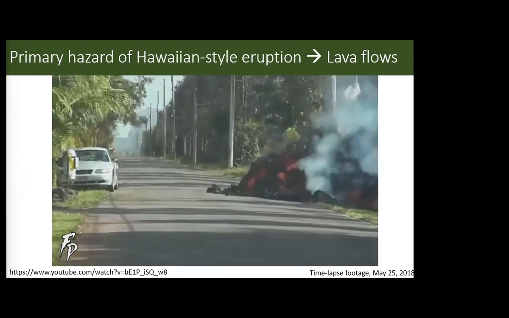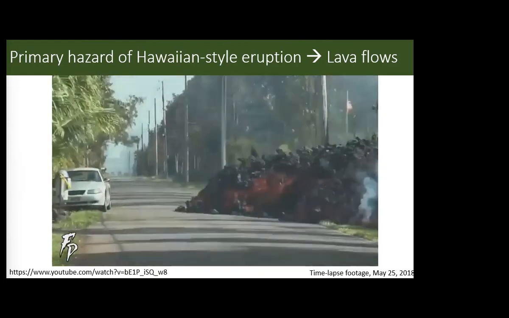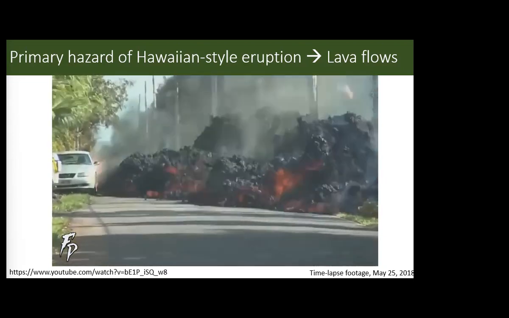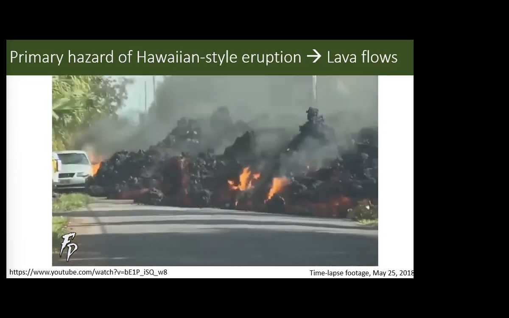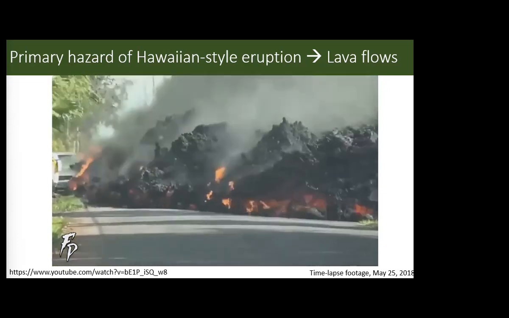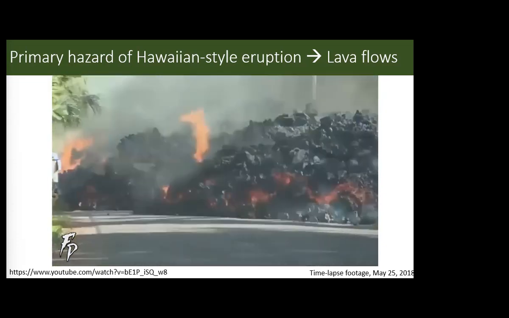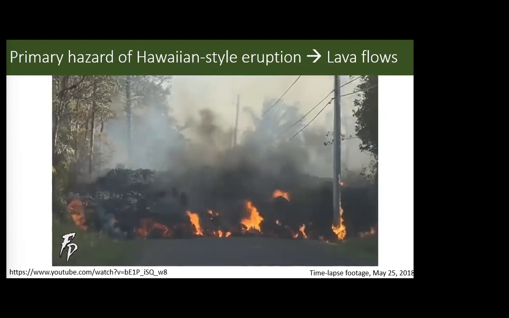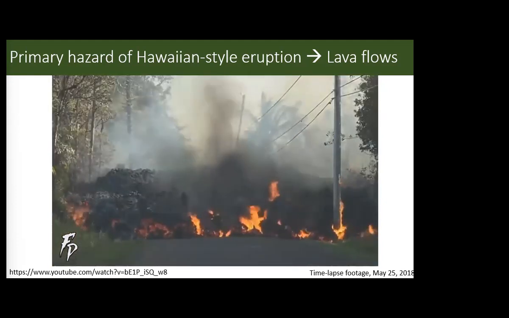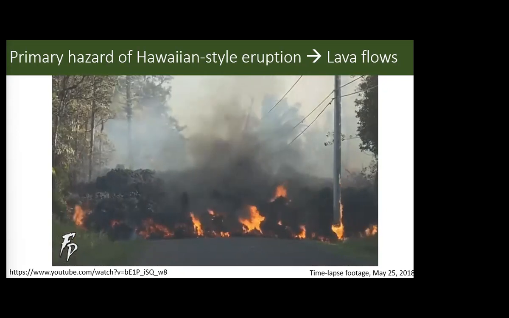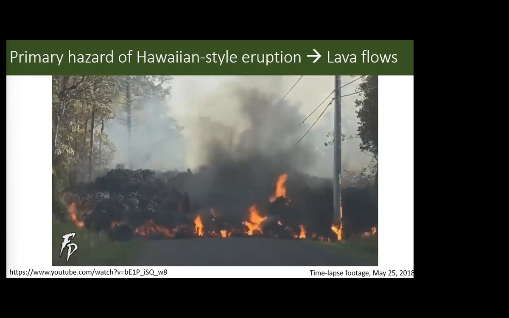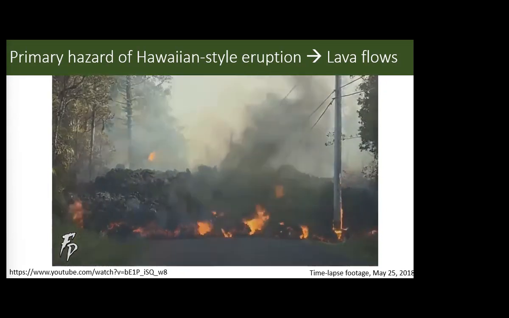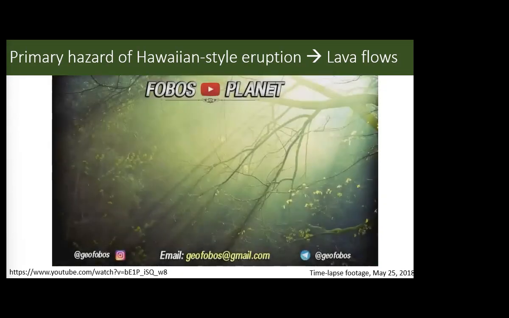But this is mainly what happens. You get flows that'll block roads. As you can imagine, that can be problematic for emergency medical services. If you have to get somewhere and there is a field of lava in your way, you're going to have to reroute. And of course, electricity is another problem. So if you're going to burn down some electric wiring, that'll create new problems as well.